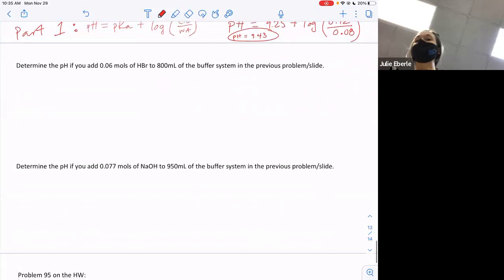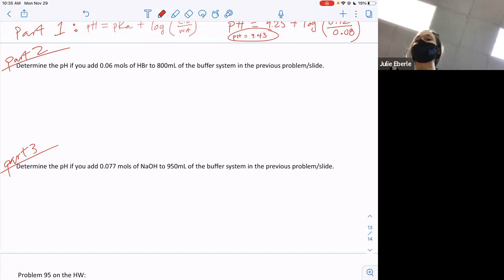Now, parts 2 and 3. So this will be part 2. This will be part 3. They say, what happens? How does my buffer respond when you add strong acid or strong base? And it doesn't matter what order we do these problems in, okay? And how are we gonna go about doing this?